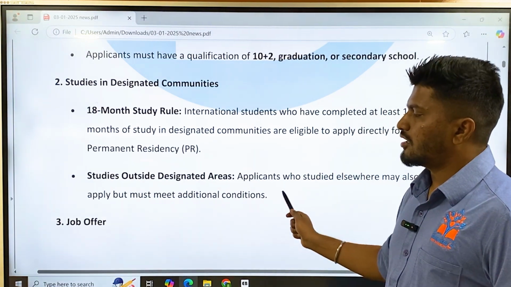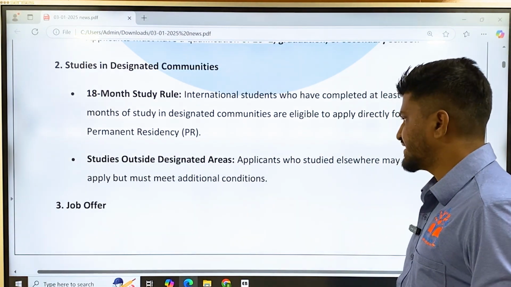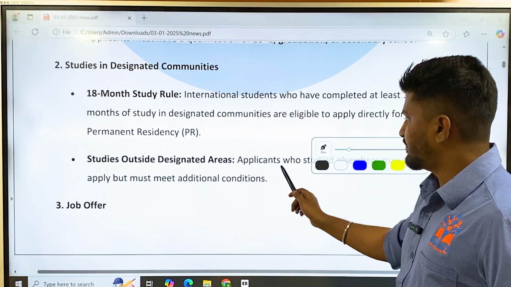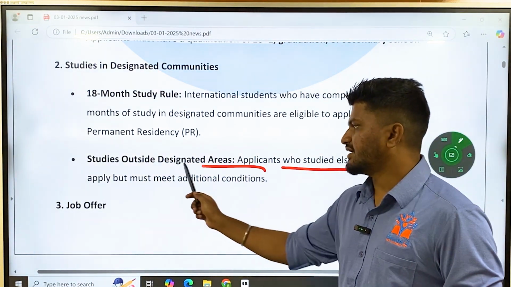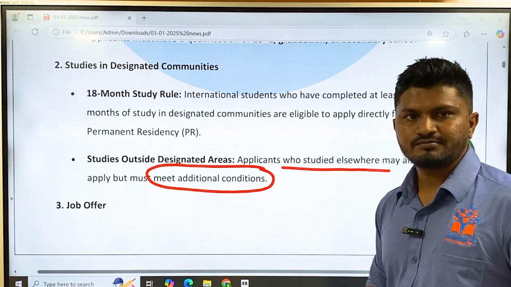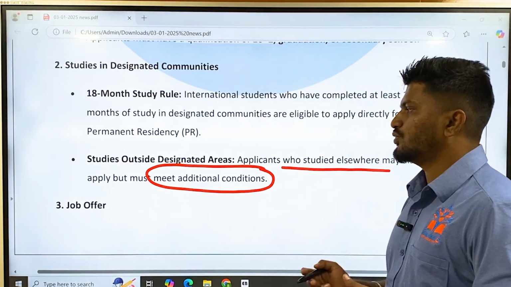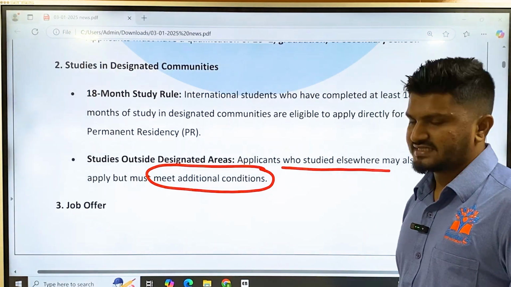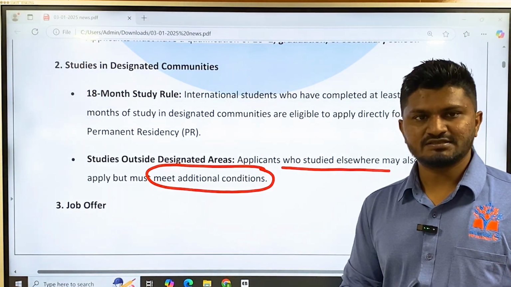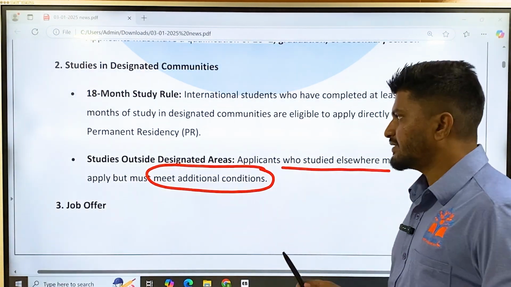Then about studies outside of designated areas, applicants who studied elsewhere may also apply but must meet certain additional conditions. There will be certain additional conditions for those who have studied outside designated areas, but for those who have studied in the designated areas, they have to complete 18 months. Only then will they get permanent residency.